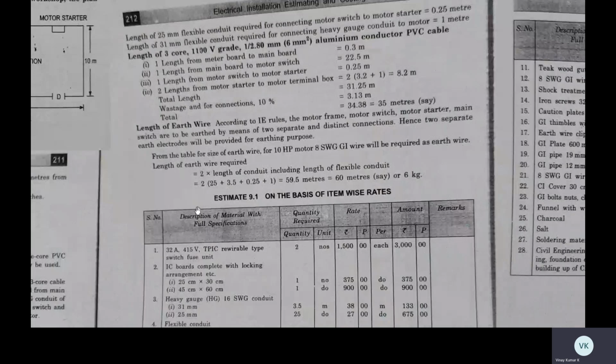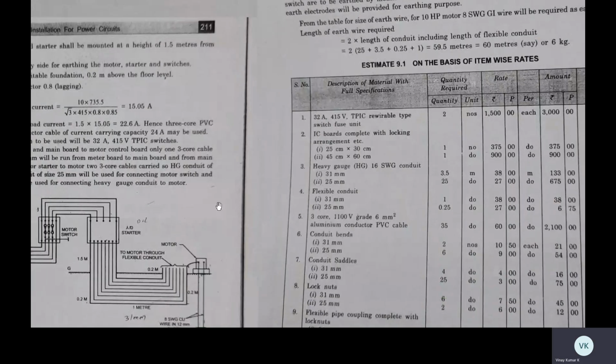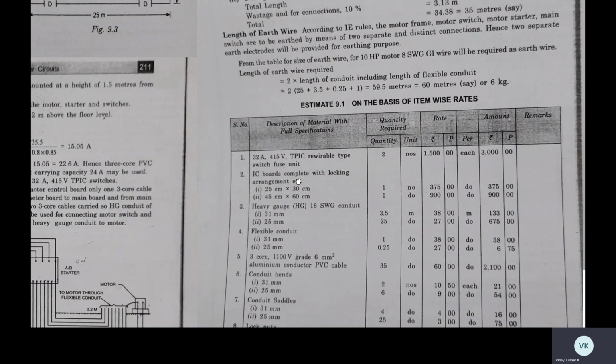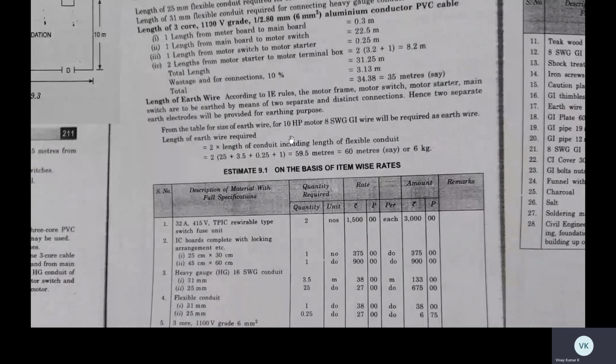Then from motor switch to motor starter, here the motor starter is there, the motor switch is there, so 0.5 meter of PVC cable is also required, 0.25 meters. Then from motor starter to motor terminal box, that is 3.2 plus 1, 8.2 meters. Total length is 31 meters. So with wastage also 35 meters. So totally 35 meters of cable is required.